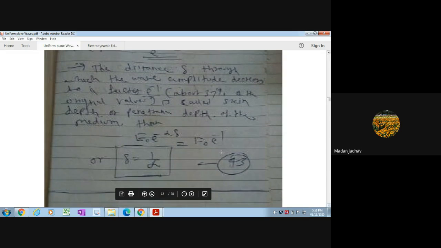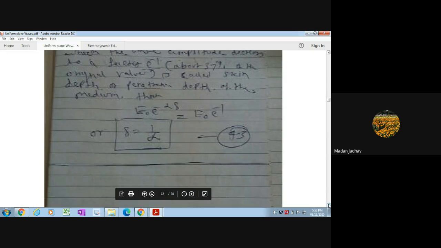Now we have equated E naught into e to the power of minus alpha into delta, meaning that if the wave covers the distance delta, its value will become 37% of the original value. From that equation we have obtained delta equal to 1 by alpha. If you want to find the skin depth for a good conducting medium, we have to use this equation, delta is equal to 1 by alpha, and we know how to find alpha for a good conducting medium.